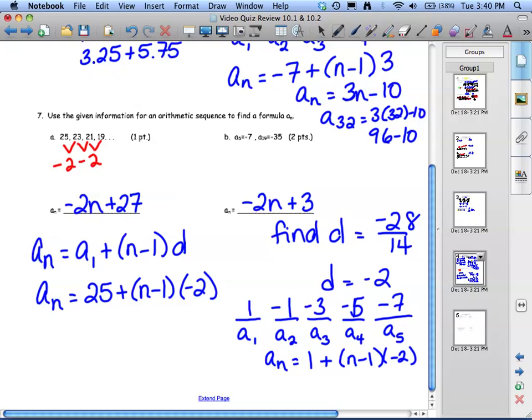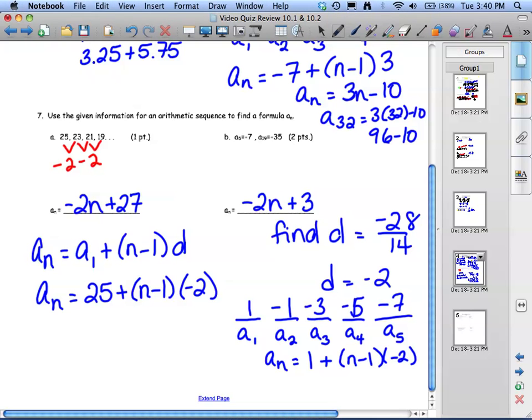You can check these by verifying that A sub 5, if I put in 5, I would get negative 7. If I put in 19, I would get negative 35. So you should be able to check that you have 100% on these.